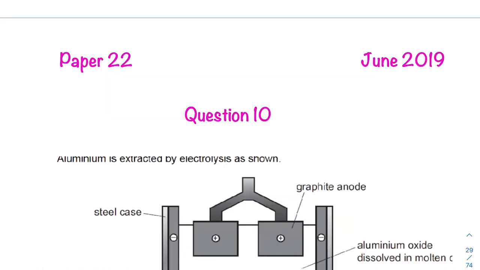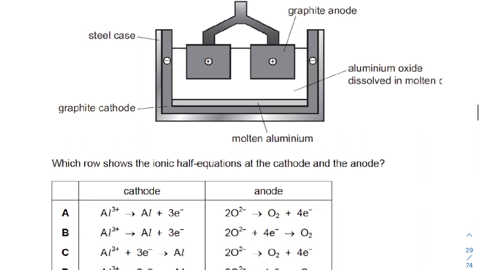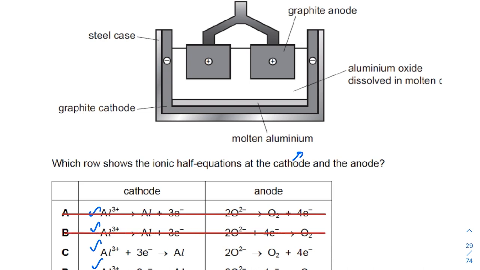Coming to the next question, question number 35 from June 2019, paper 22, question number 10. Aluminium is extracted by the electrolysis as shown. Just now we were learning about the electrolysis. Now which row shows the ionic half reactions at the cathode and the anode? The cathode is a negative electrode, so positive ions should be there. So obviously A, B, C, D are all positive ions. Aluminium is correct, but what is happening to the aluminium ion? Aluminium is Al3+, so it will be gaining 3 electrons rather than losing 3 electrons. So option A and option B are wrong because they show losing 3 electrons. Aluminium does not lose 3 electrons; rather, it gains 3 electrons. So it has to be either C or D.